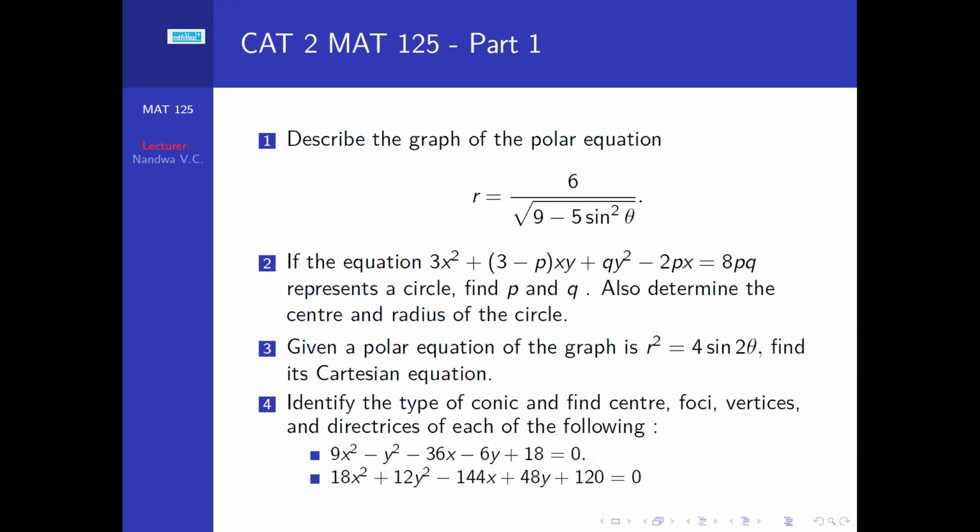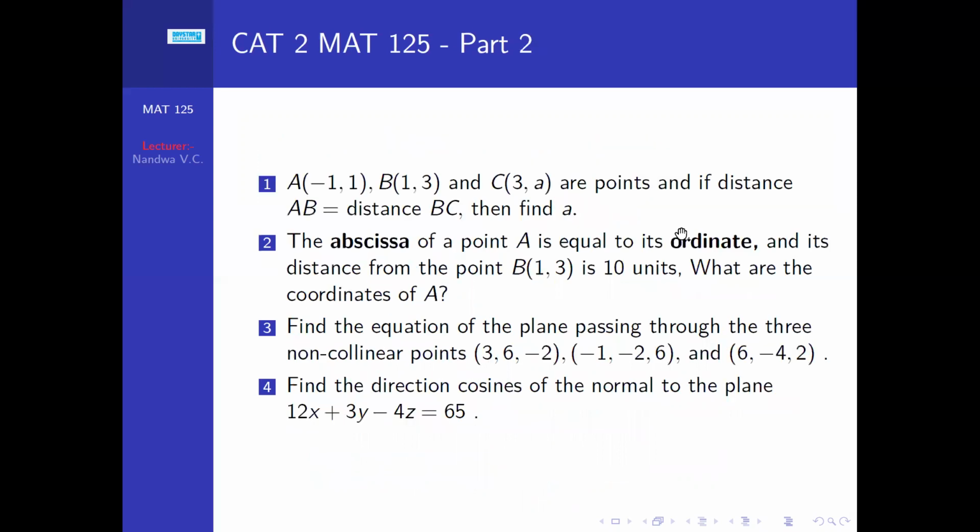Question 2 was about circles. Question 3 was about conversion from polar into Cartesian. And then number 4 was to discuss the type of graphs defined in the two cases. So let's briefly discuss the solutions to this first set of problems.